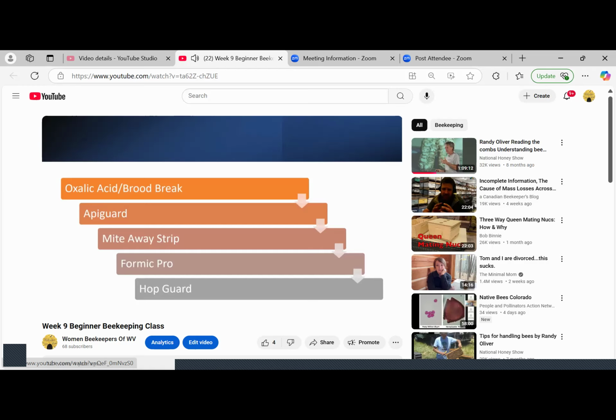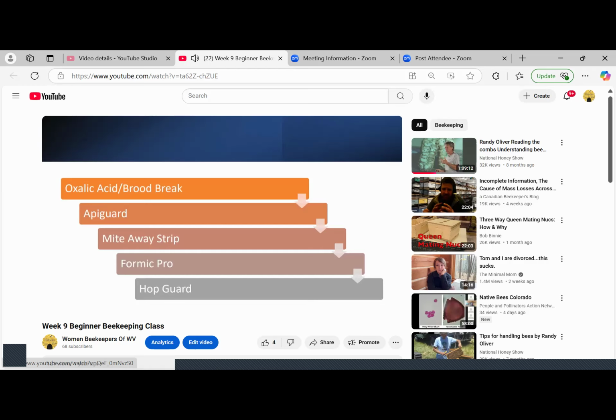And then this Apiguard, it is thymol, like it said, and I really like it. I think it killed three of my queens, so that's always something that you need to be aware of with the Apiguard. And the Mite Away strips, it does, and the Formic Pro. I don't know too much about that. We used it one time, and it wasn't stinky at all, and I think they sold me a bad bucket of it. But the Mite Away is very smelly, and you might lose some queens on that.